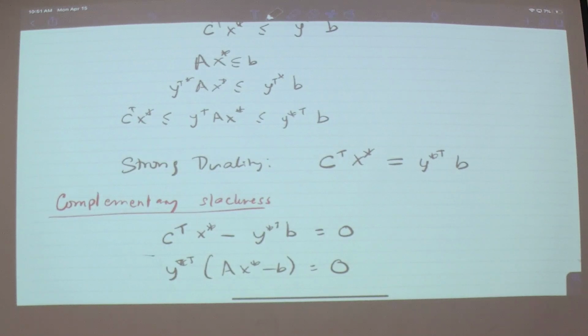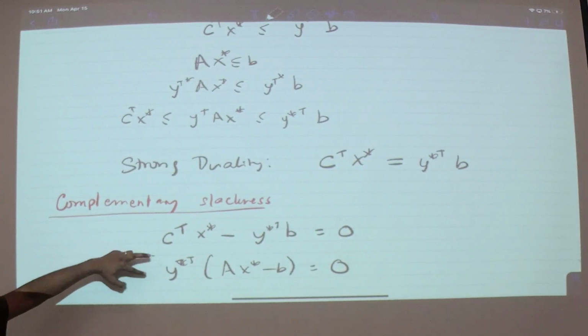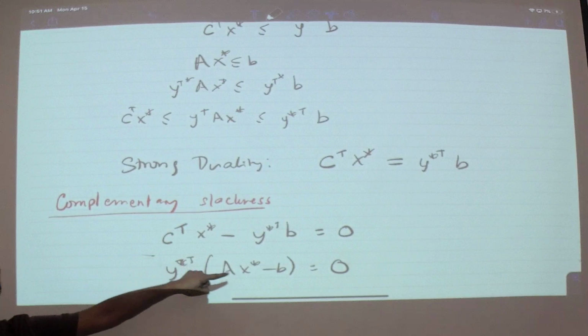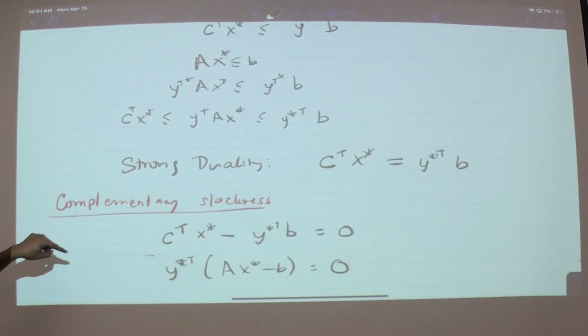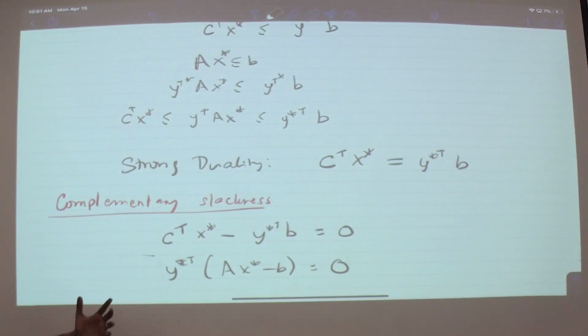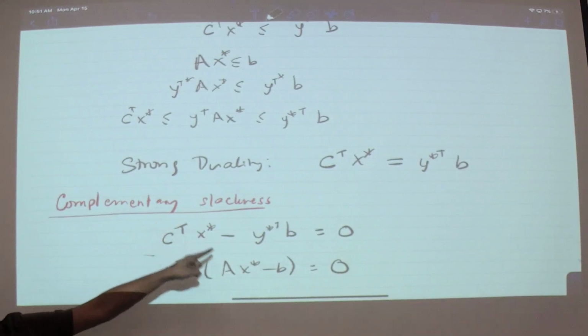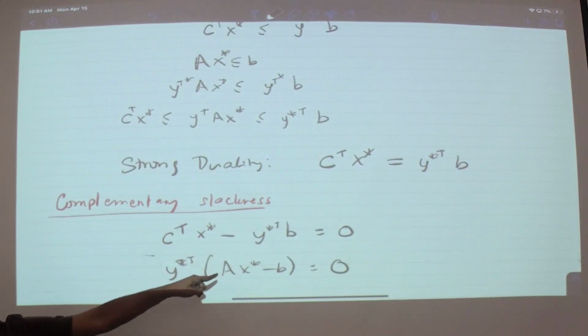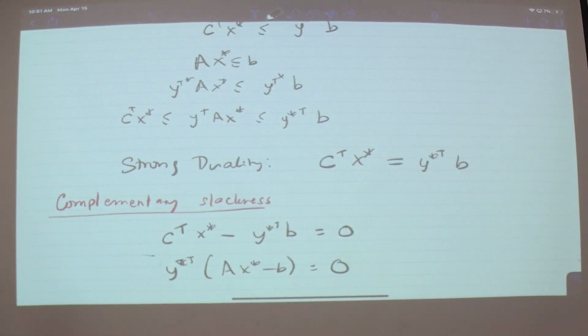At the point of equality. And what this is saying is also very interesting, because remember that there's one variable y for every constraint in Ax minus b, right? So what this is saying is that one of these two things has to be 0, which means that if a dual variable is non-zero, the corresponding primal constraint must be tight. It's not just an inequality, it has to be an equality.